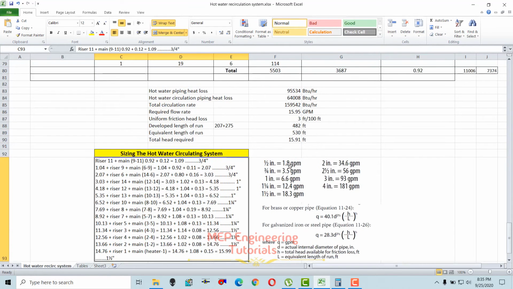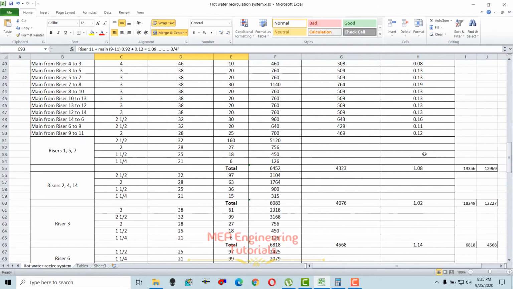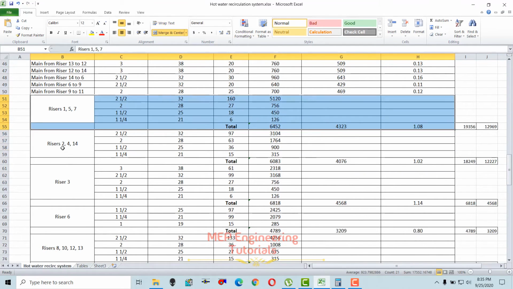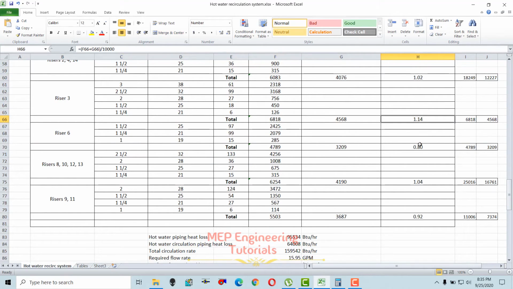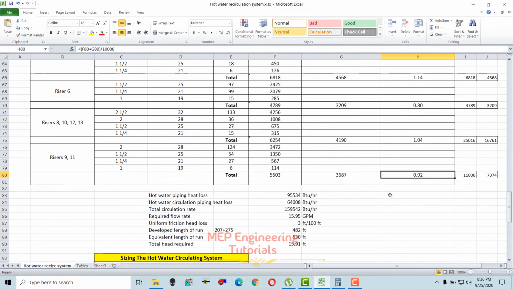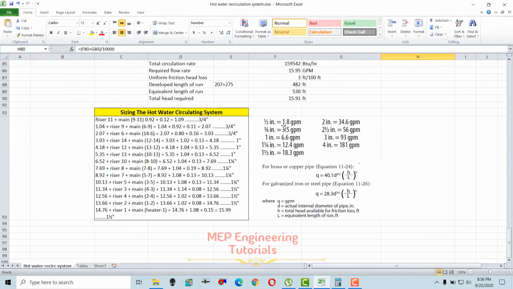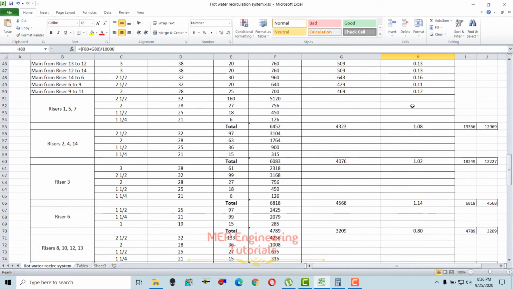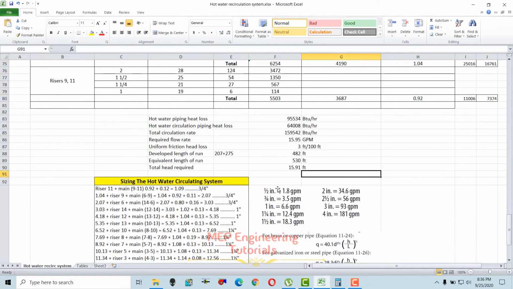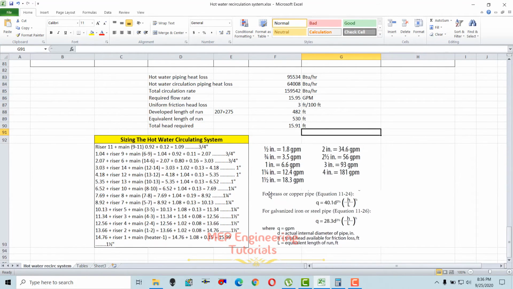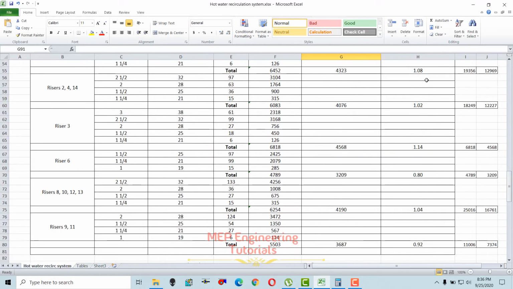One more thing to check here: for all the risers, the GPM is 1.08 for 1, 5, 7, and for 2, 4 and 14 the GPM is 1.02, 1.14, 1.80, 1.04, 0.92. You can see that the minimum GPM here is 1.8 GPM, and all the GPM we have calculated here for the risers are less than 1.8 GPM. So the minimum size available here is half inch, which means all our risers would be half inch, because their GPM is less than 1.8.